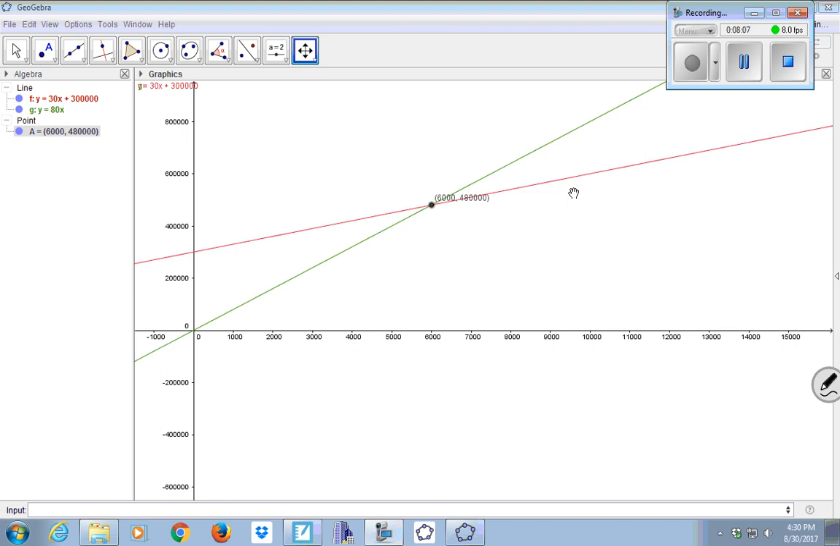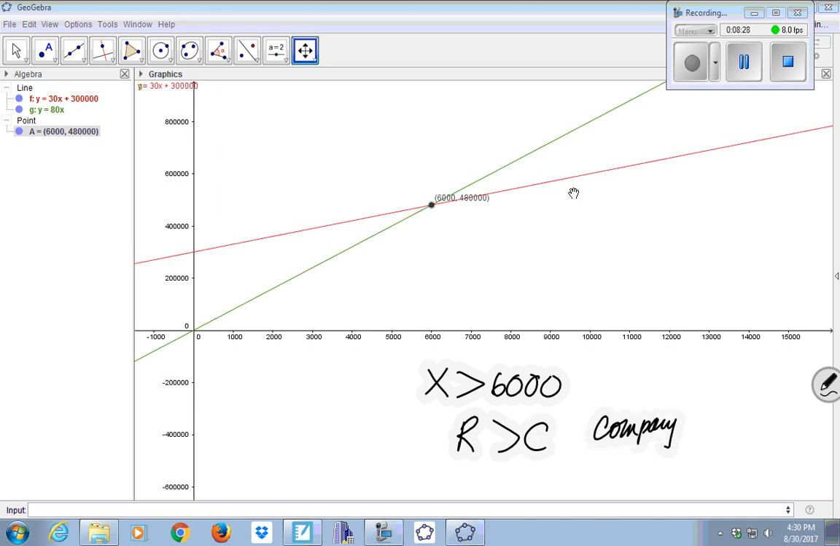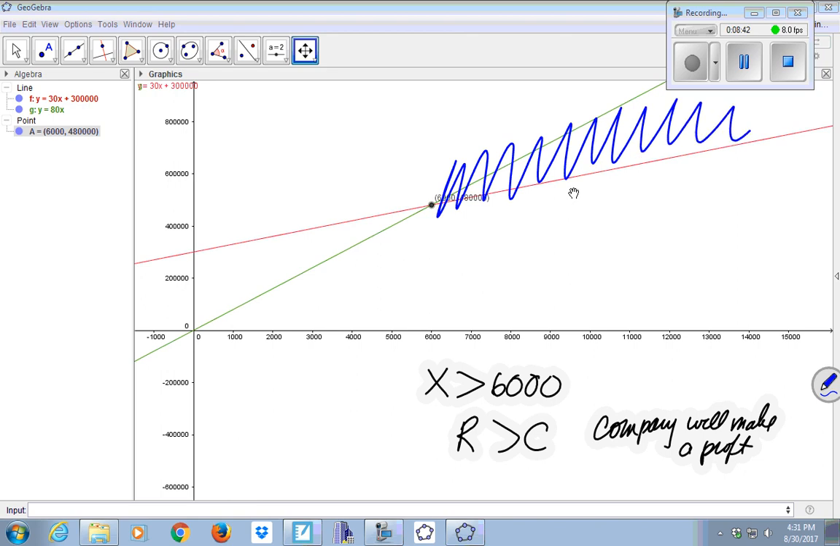And from that point on, you can see that your revenue is greater than your cost. And it's at this part of our graph, beyond 6,000. So when x is greater than 6,000, the revenue is greater than the cost. So that's when the company will make a profit. So that happens everywhere in this region, right in here. This is when the company makes a profit, beyond 6,000 pairs of shoes.